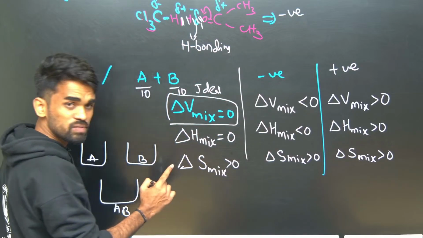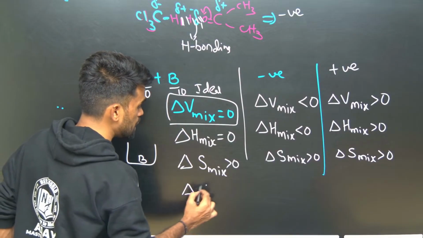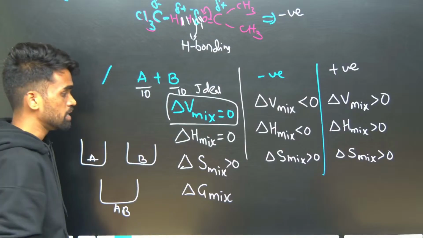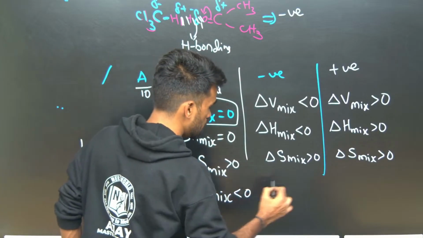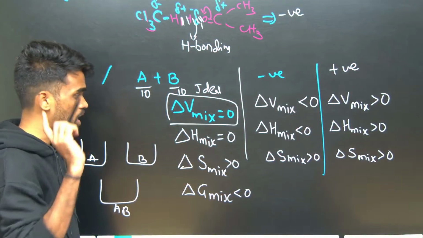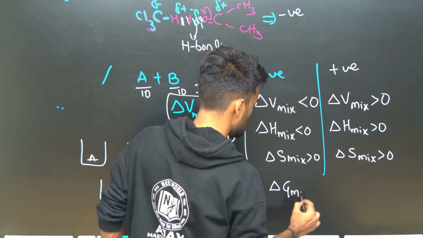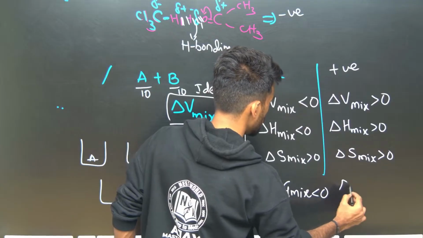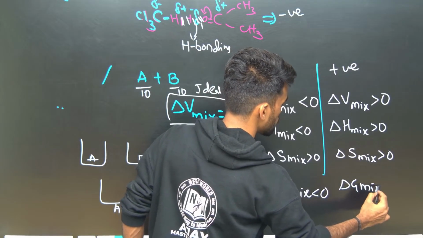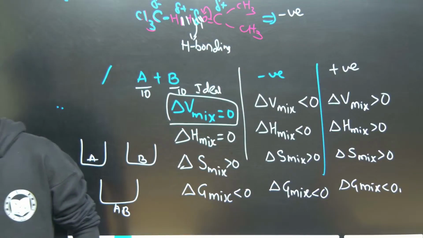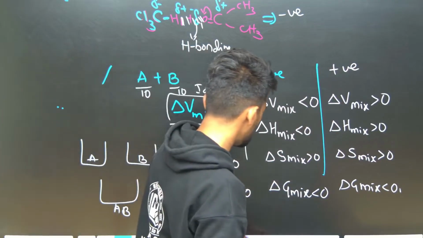Okay, and after this they will also ask for delta G mix, like Gibbs free energy of mixing. So this is negative in all the cases. It means it is spontaneous in all the cases. So I can say it is less than 0. Delta G mix is less than 0 in each of these cases. Hope this is also clear, right? Yes. Okay, let me move forward.